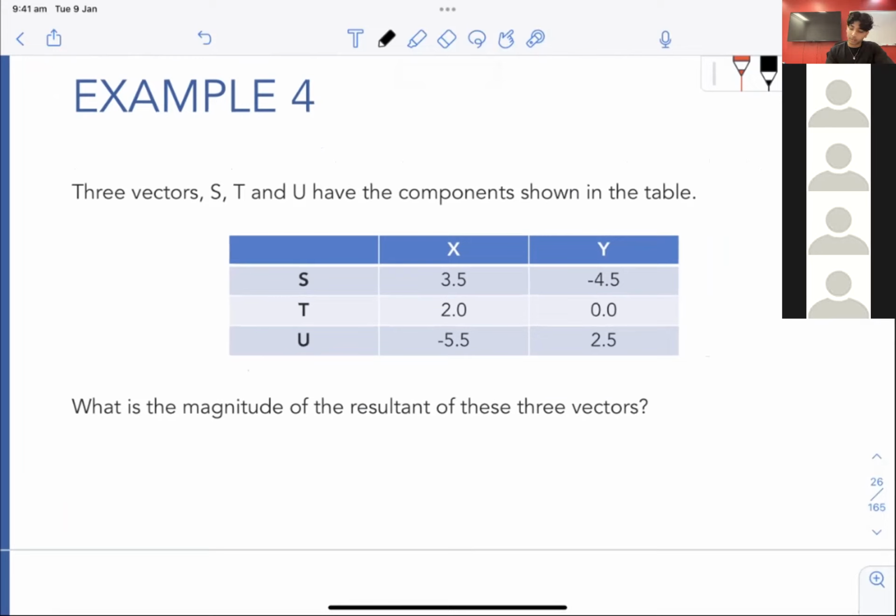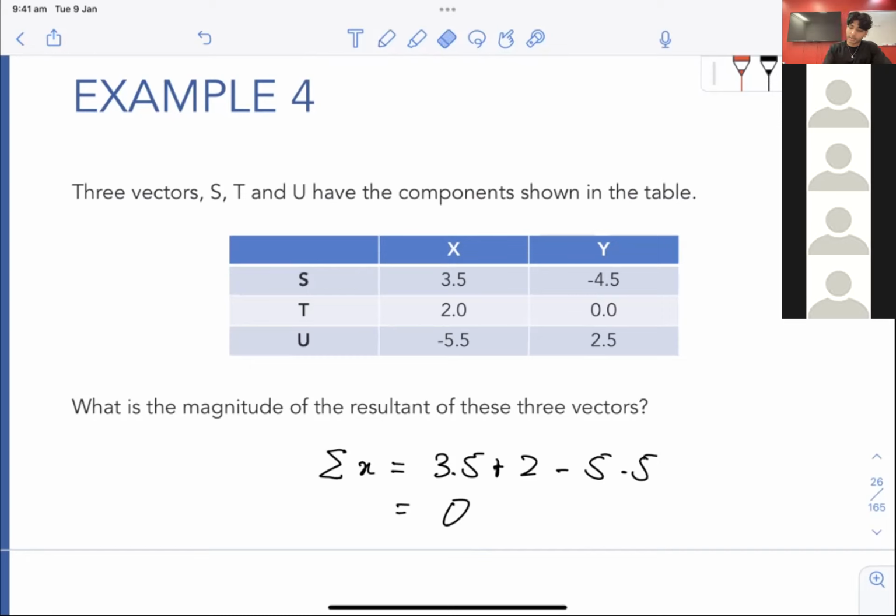So the resultant for the x vectors is going to be the sum of all x. We're going to add them up like normal, 3.5 plus 2 minus 5.5. So very straightforward. Because we know that there's a positive direction and a negative direction, we straight up add them up and we're going to get 0. So the resultant in the x direction is 0.